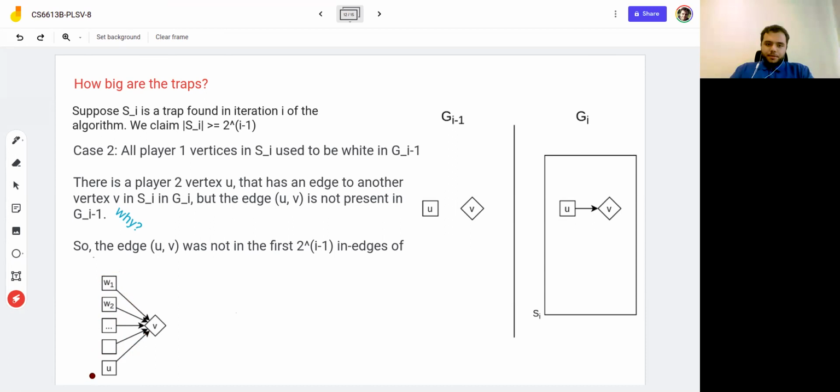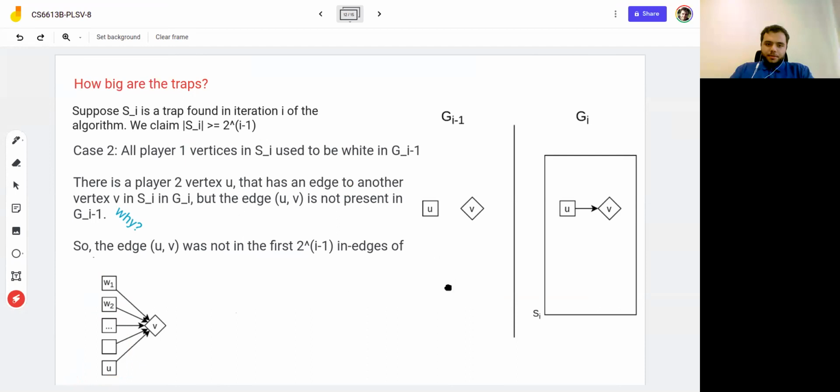Okay, so this actually solves the problem. I have this vertex v, and the vertex v is in the trap. If I have a player 2 vertex that has an edge to v, then that player 2 vertex would also be in the trap, because of the way that I found my trap. My trap is basically the complement of an attractor. So all of these vertices are in the trap, and there are at least 2^{i-1} of these. So the size of my trap is greater than or equal to 2^{i-1}.